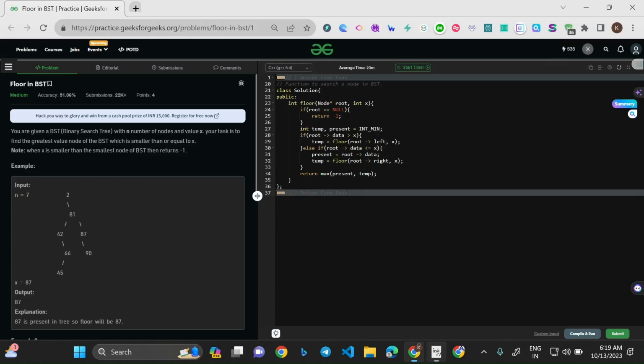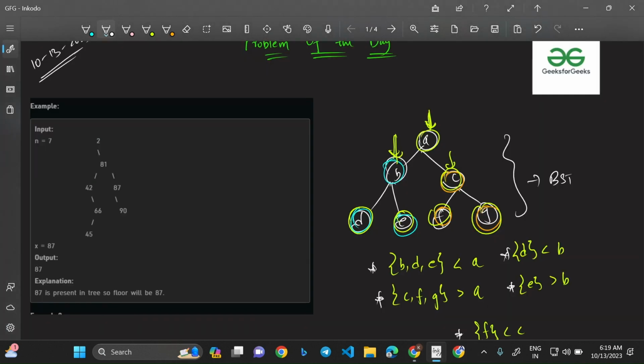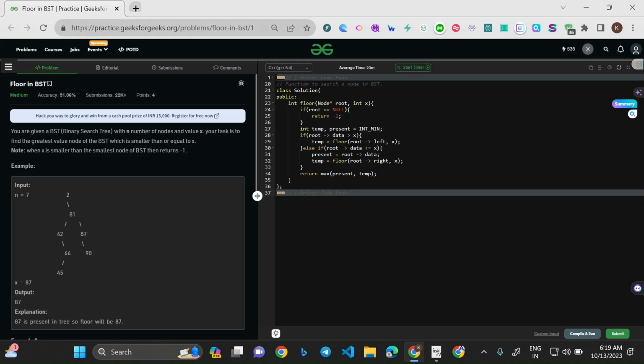And what are they actually asking? They're asking, your task is to find the greatest value of the node of the BST which is smaller than or equal to x. So there is an x value given, and we can take this particular example itself. There is an x value given, and we need to return the value which is less than or equal to 87. Anything is fine, and maximum. If there is a set of values which are less than or equal to 87, then I'll be taking the maximum value, like 87 itself, because I need the maximum value from this set. That's what they're asking: the greatest value of the node of the BST which is smaller than or equal to x.